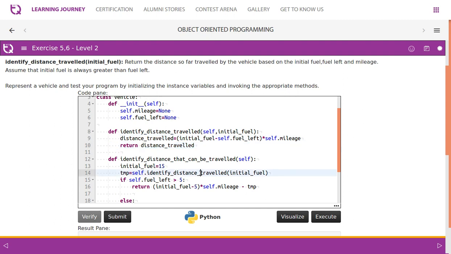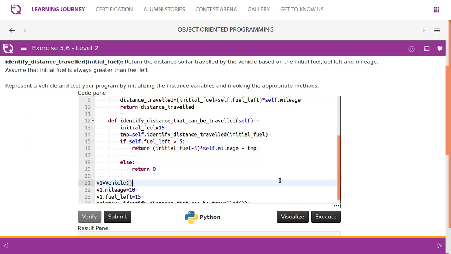Now we check how many liters of fuel is left, if it is greater than 5, because out of the fuel availability we'll have to take 5 liters for reserve fuel. We should not consider them. So if fuel left is greater than 0, then we calculate this. Initial fuel minus 5. So initial fuel is 15, minus 5 becomes 10.